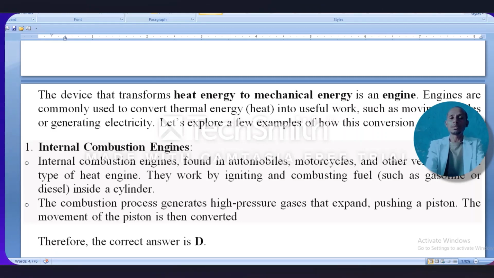They work by igniting and combusting fuel such as gasoline or diesel inside a cylinder. The combustion process generates high pressure gases that expand, pushing a piston. The movement of this piston is then converted. So the correct answer is D. D says engine.